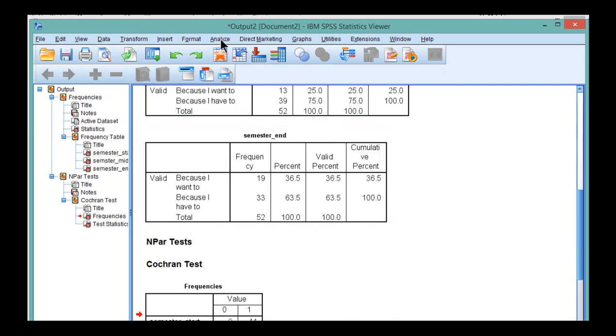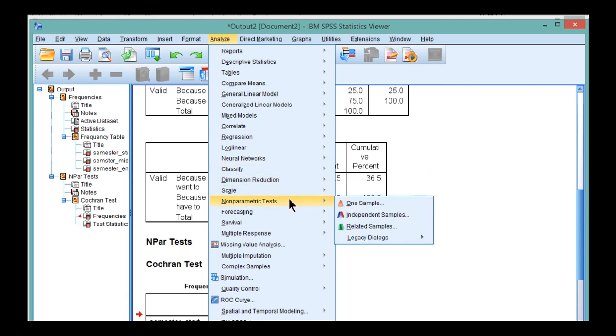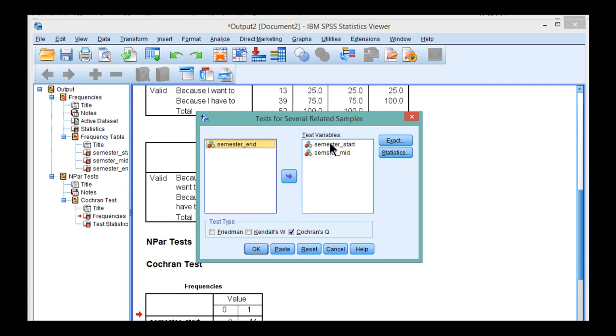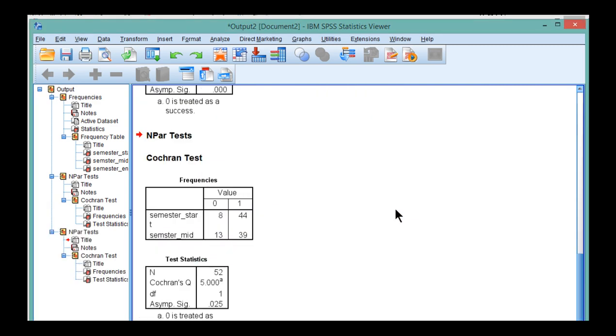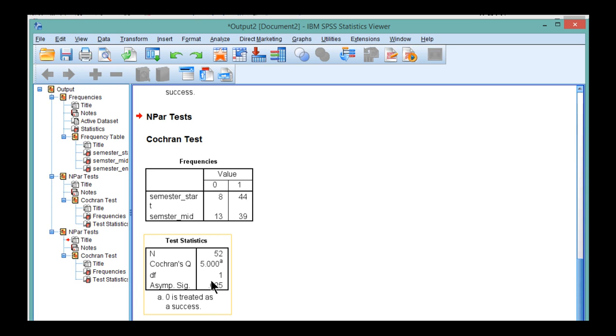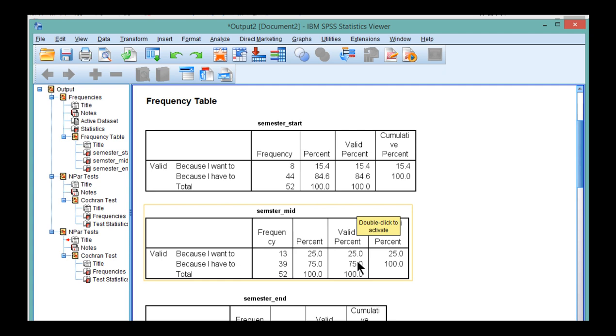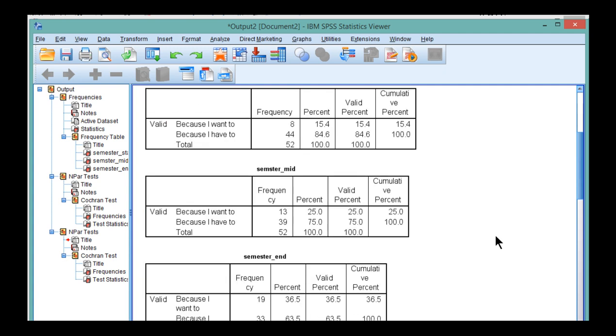So let's do that. Analyze, Nonparametric Tests, Legacy Dialogs, K Related Samples, and let's just look at semester start and semester mid. Is that statistically significant? It is, in fact. p equals 0.025, p less than 0.05, with a Cochran's Q of 5.0 and 1 degree of freedom. So the difference between 15.4% and 25% is statistically significant. And so the researcher or the teacher could assert that even by mid-semester, a statistically significant increase in the percentage of students who want to take the unit is observed.